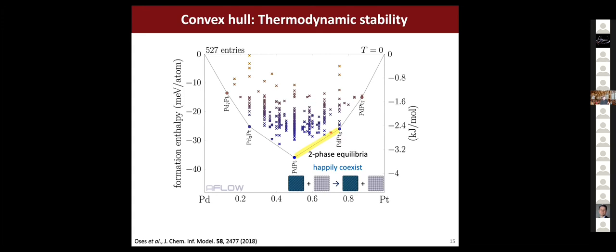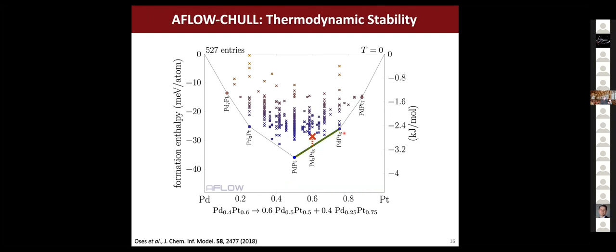This is called a tie line here. It's defined between two stable points in this convex hull. So what does this mean physically? Well, it means that these two compounds, PdPt and PdPt3, happily coexist. If we take those two components and try to mix them together, they're going to want to stay phase separated, and they're happy to stay phase separated. On the other hand, if we look at another point that is off the hull, above these tie lines, this compound here, Pd2Pt3, if we try to mix the components together in that ratio, that system is unstable. It's going to decompose into a linear combination of these two compounds here.